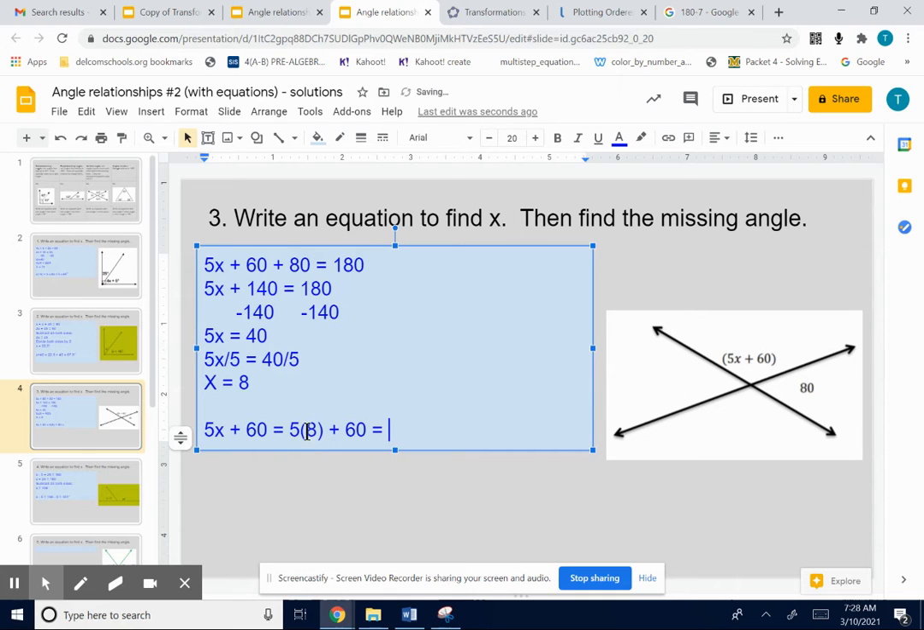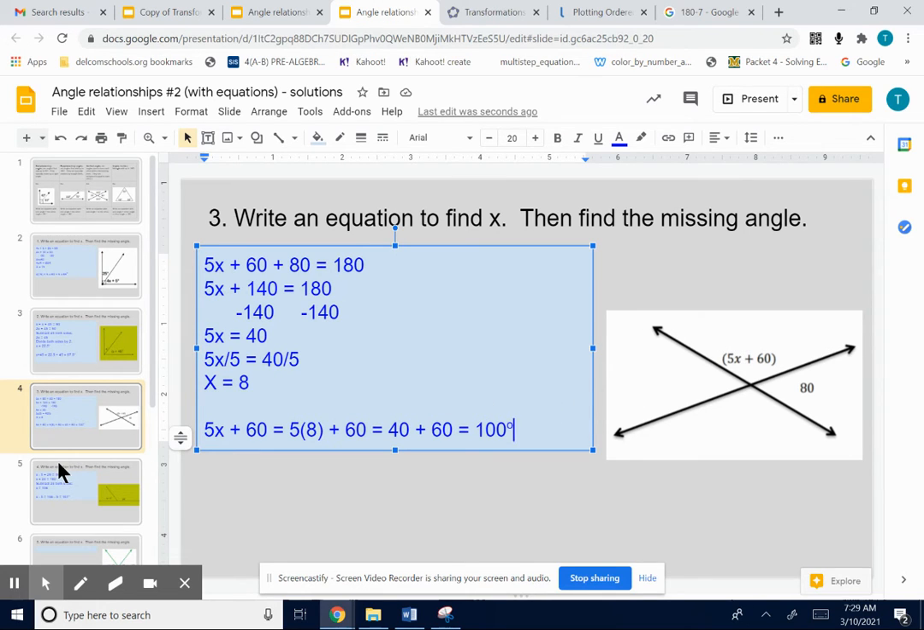Multiply before you add. Remember, please excuse my dear Aunt Sally. 5 times 8 is 40. So 40 plus 60 is 100. And maybe you just would know that since they add up to 180, if that one's 80, then the other angle has to be 100. But that's just another way to find it, by putting that value of x into the expression.